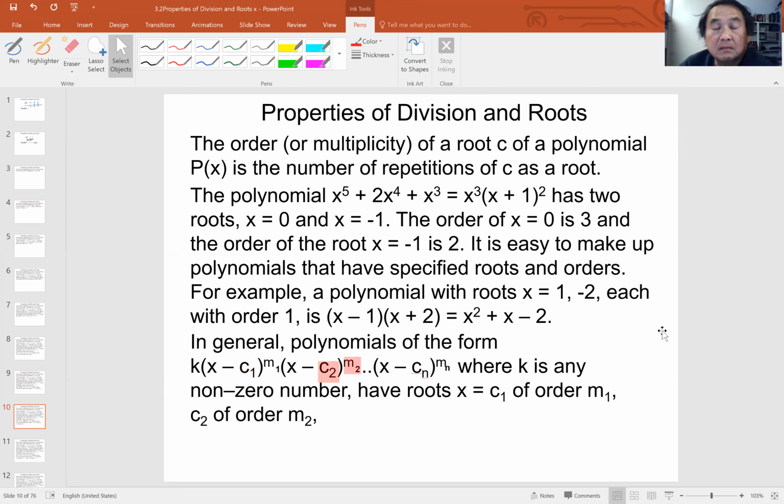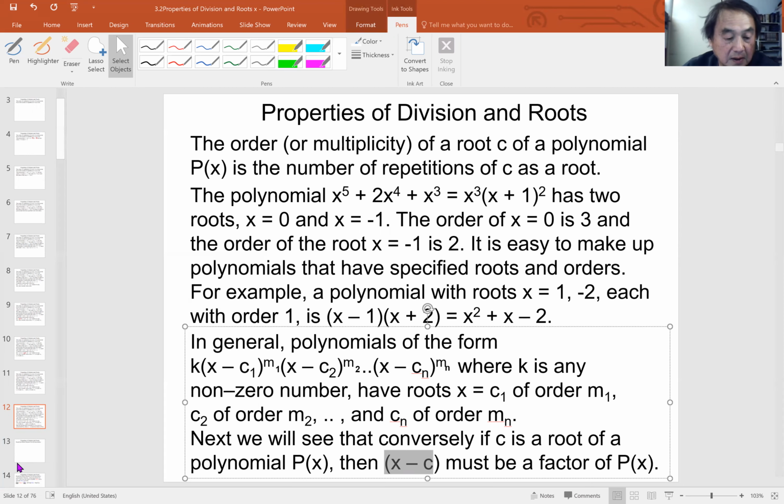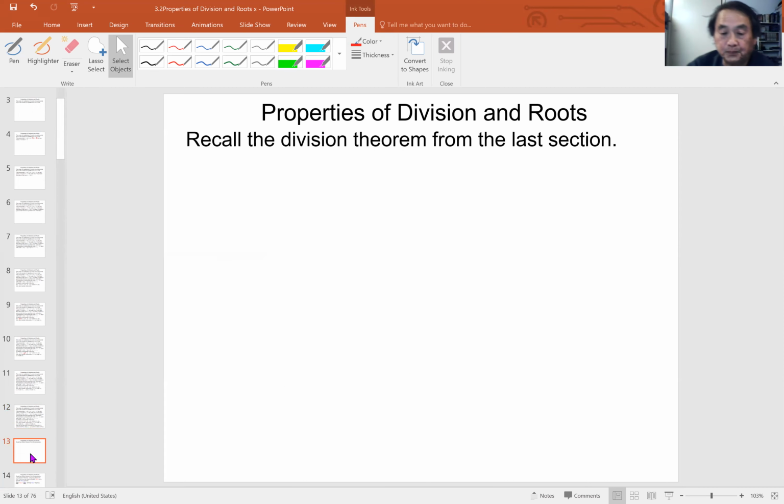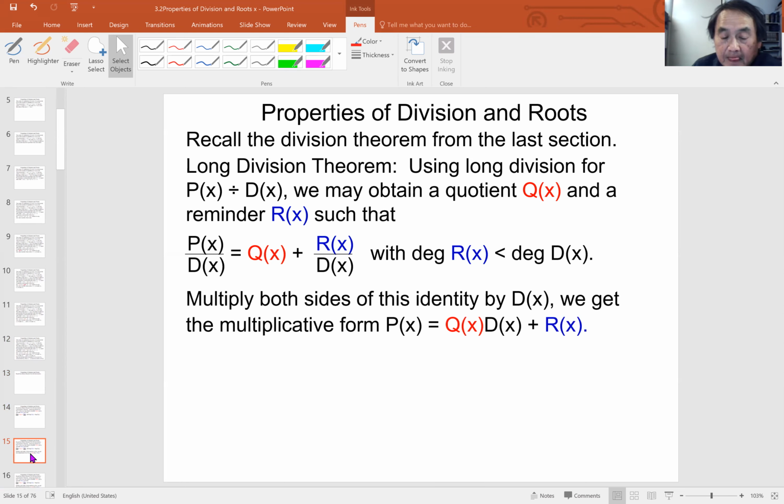And now we want to establish the vice versa. That is, if a number c is a root, meaning I plug it in and I get 0, then I can factor the polynomial with x minus c as a factor. And that's where the synthetic division comes in.